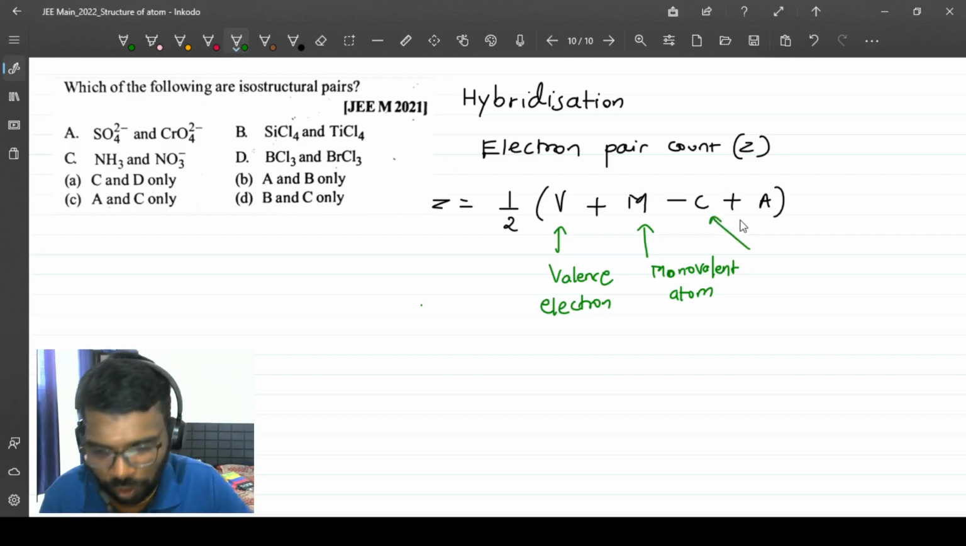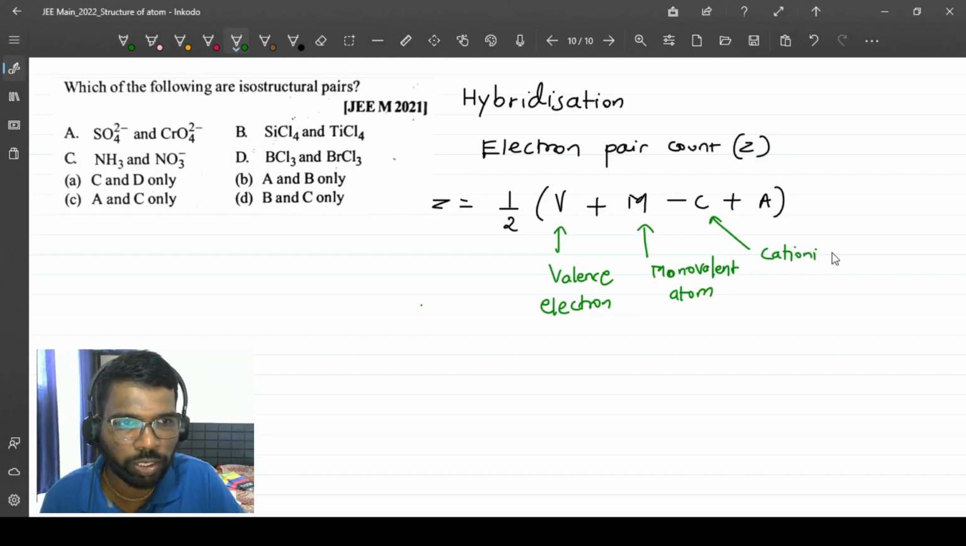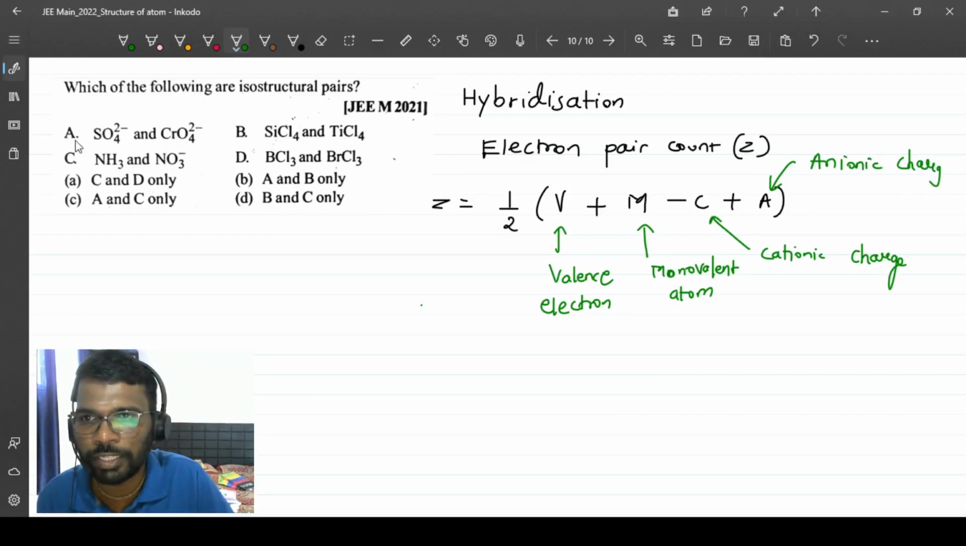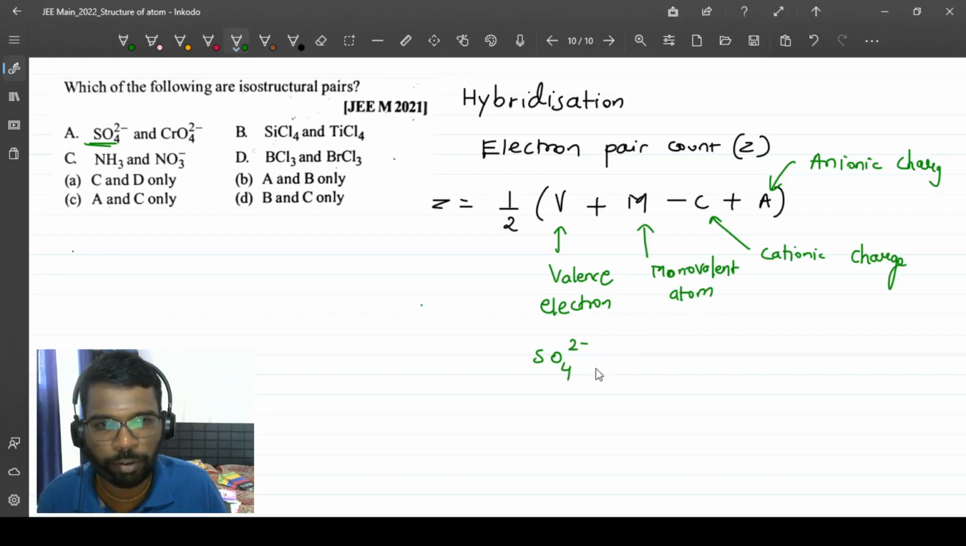C stands for the cationic charge, and A stands for the anionic charge. Let's take the first pair, and among this, I will find Z for SO4 2 minus.